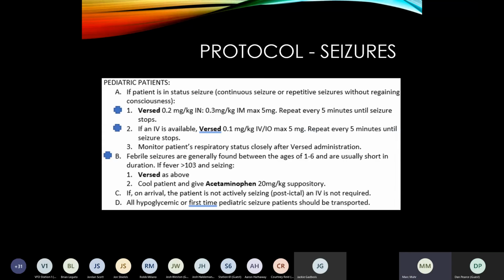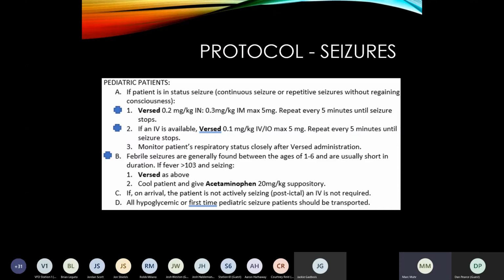Treatment for seizures in kids. Patient is in status. I think we call those complex now, which is defined as continuous or repetitive seizures without regaining consciousness. Versed dosing IN versus IM versus IV is different. So 0.2 milligrams per kilogram intranasal for kids, 0.3 milligrams per kilogram intramuscular, max of 5 milligrams. Repeat in 5 minutes until the seizure stops.